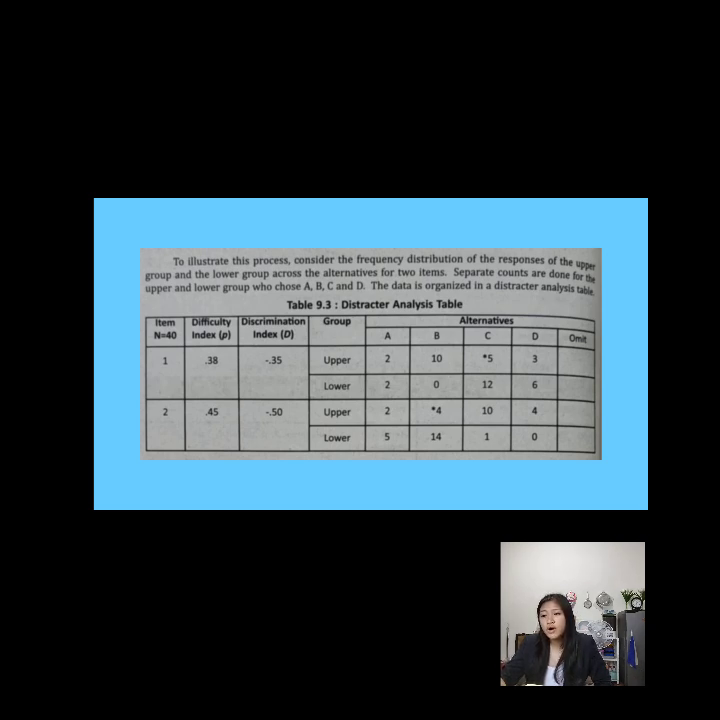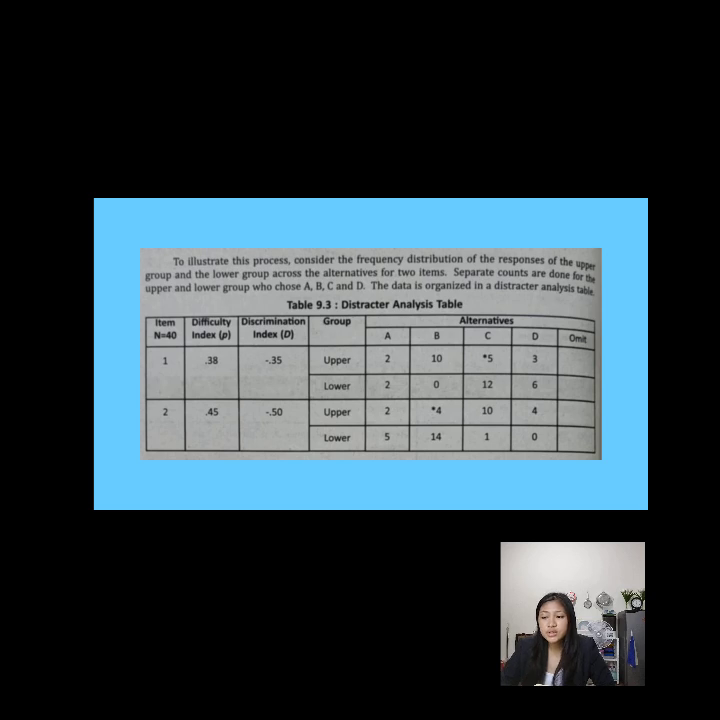discriminating efficiency of items. Group refers to, as I mentioned earlier, the two groups, the upper and lower group. The upper group is basically the more knowledgeable students, and the lower group is the less knowledgeable students. The next column is the alternatives, which are A, B, C, and D. These are the options given in the test items. And the last one, omit, is the number of students who skip the question. So the table here shows an example.